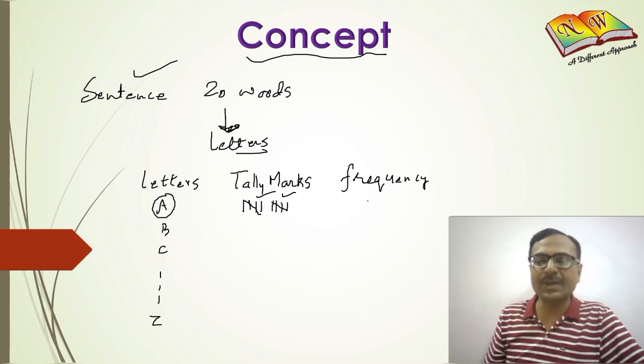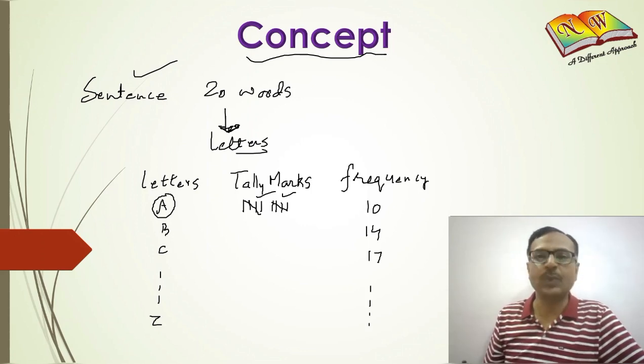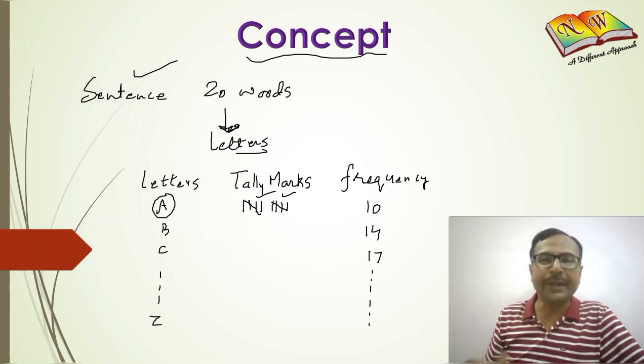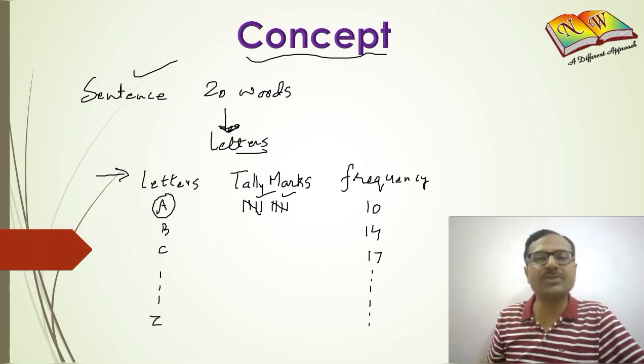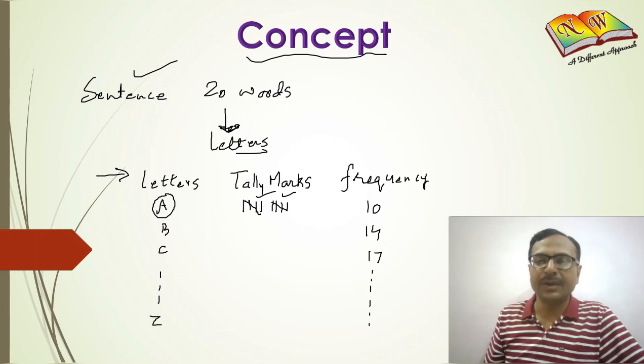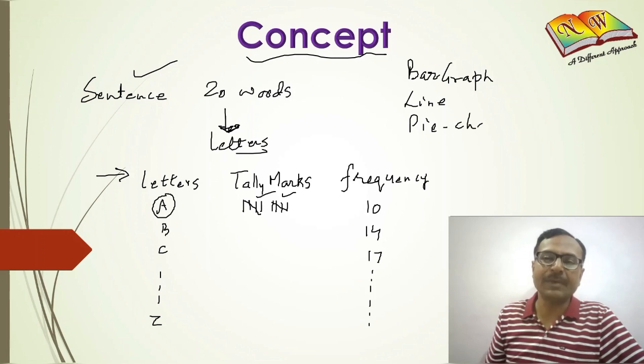So if the frequency of A is 10, B is 14 and C is 17 and so on, we will have the frequency of all the 26 alphabets. This is how you convert a raw data into the frequency table. After drawing the frequency table, we have numerous options of representing this data in the form of a graph. We can use bar graphs, we can use line charts, we can use pie charts. These are some of the options.